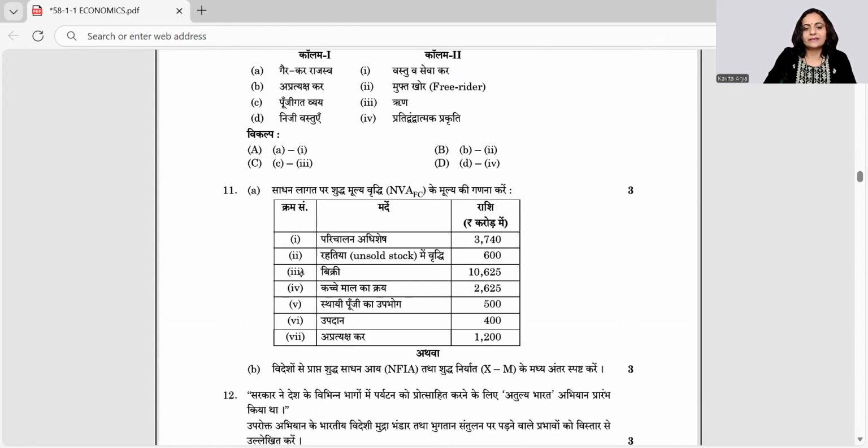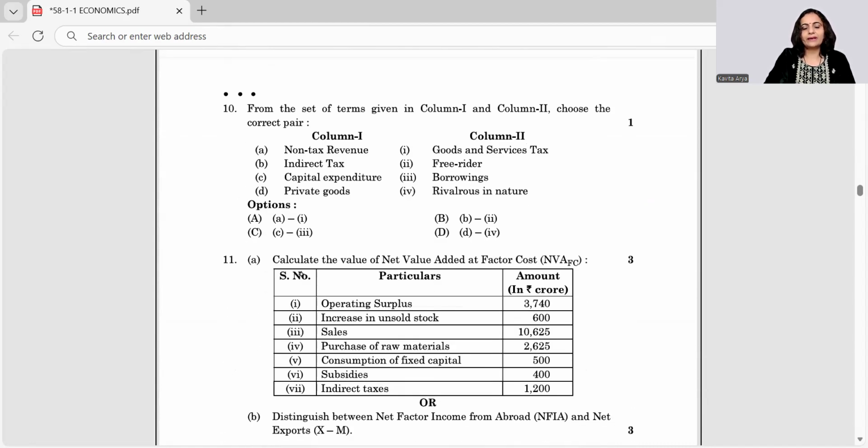Moving ahead, let's continue doing again the same set of question. That from column 1 and 2, we have to choose the correct pair. So let us check. Non-tax revenue, good and services tax? No, it's tax revenue clearly. So it cannot be non-tax. So this is incorrect.